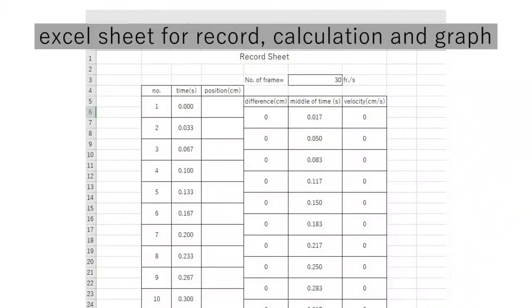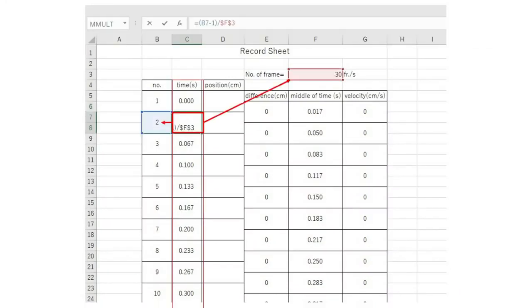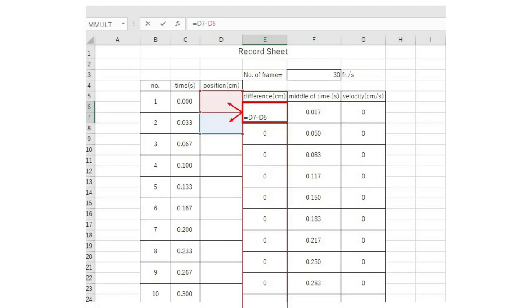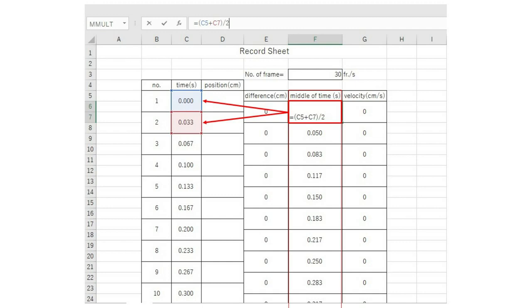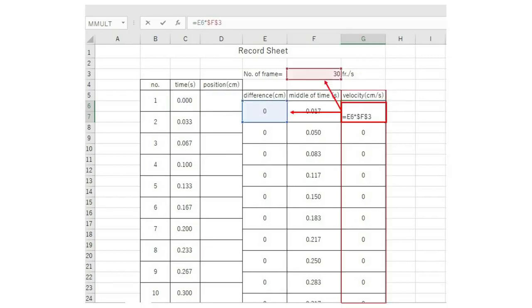Let's make an Excel sheet for record, calculation, and graph. Each frame time is calculated by the number of the frames per second. The difference is the length from one frame to the next. The middle of time between the two frames is needed for the velocity and the time graph. The velocity between each frame is calculated from the difference and the time of the frame.